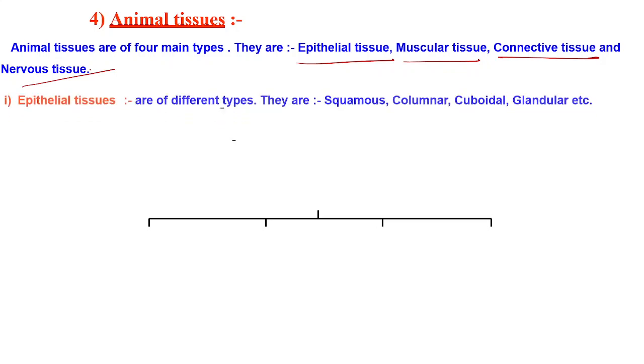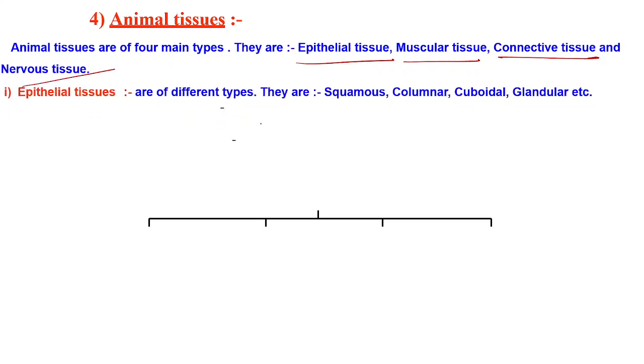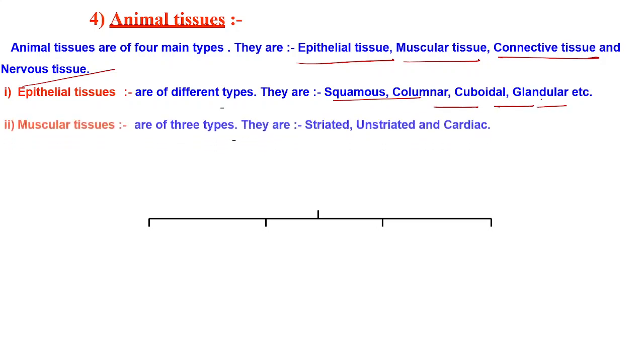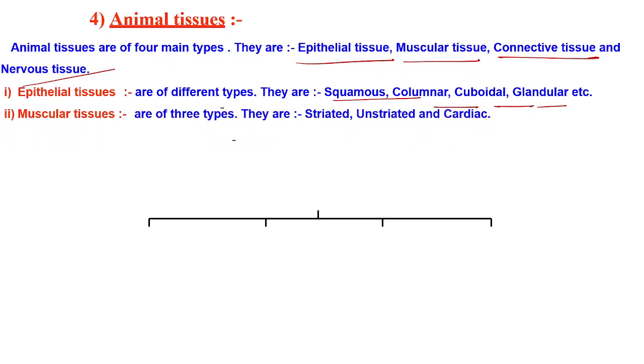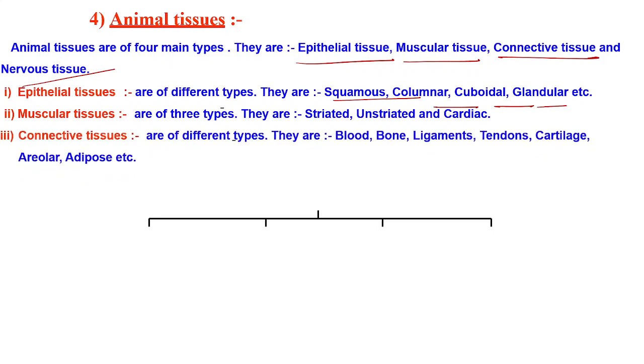You see, epithelial tissue, they are again of different types. They are squamous, columnar, cuboidal, glandular. Another one is a muscular tissue. They are striated, unstriated, and cardiac. Connective tissue, they are blood, bone, ligament, tendons, cartilage, areolar, adipose, etc. Nervous tissue, they consist of only nerve cells.